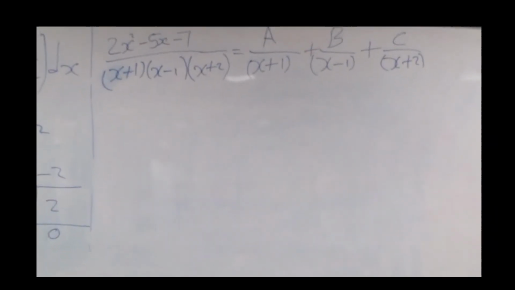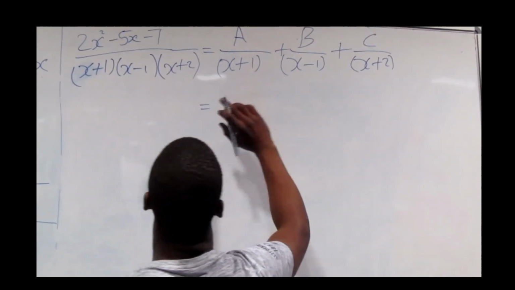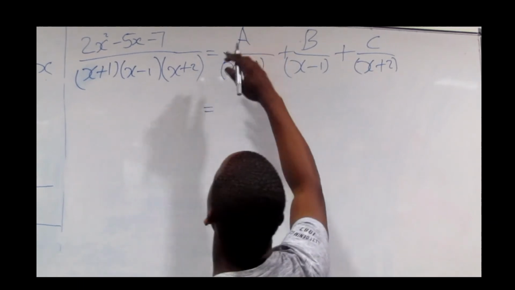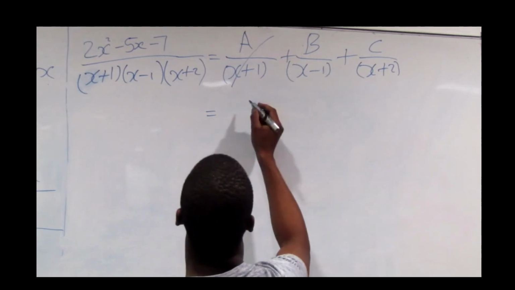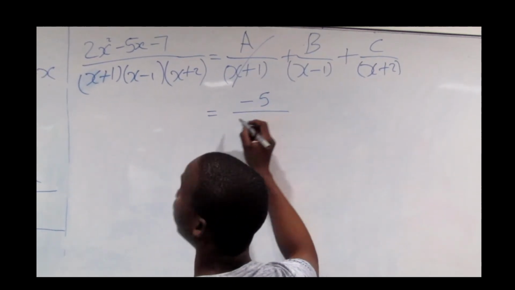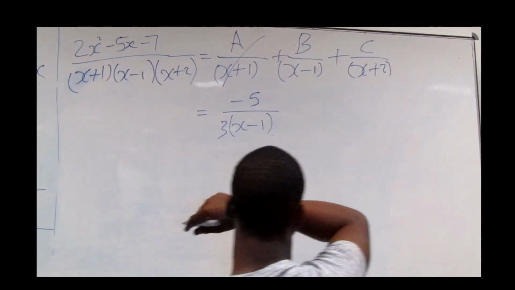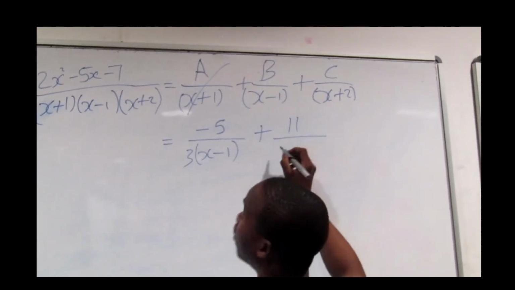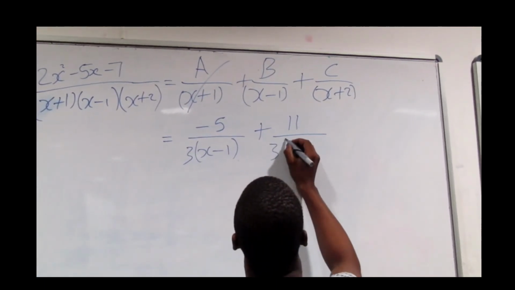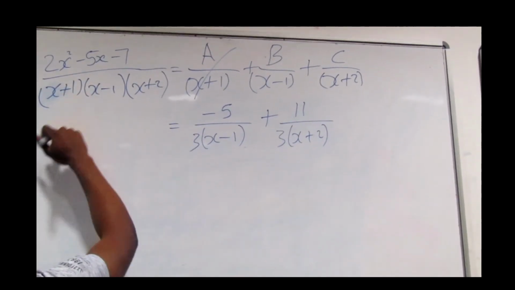Then from here, I'm going to substitute the value of A, B, and C accordingly. Our A is 0, and any number divided by 0 is undefined. We leave it. Our B we said is negative 5 over 3 times x minus 1. Then our C we said plus 11 over 3 times x plus 2. This is the same as this.